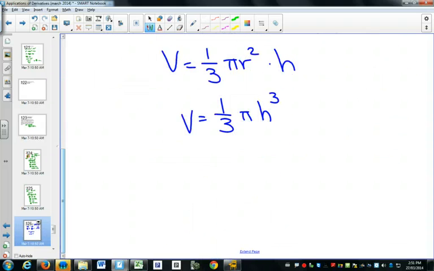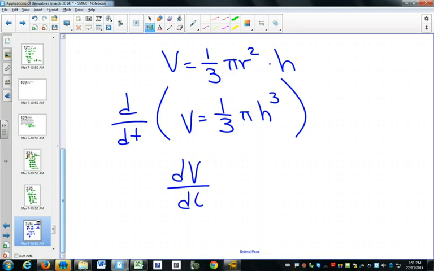So now we can take the derivative of this whole thing with respect to time. The derivative of V would just be 1, and then the chain rule would give us dV/dt. The derivative of this, the 3 would come out in front, nicely multiplying by that 1/3, which will just give you pi h squared, and then the chain rule says the derivative of h is dH/dt.